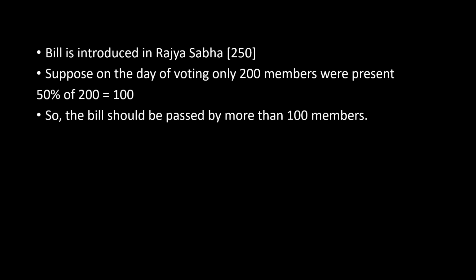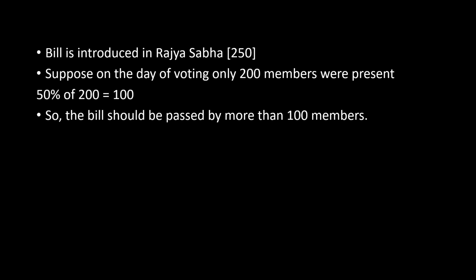This is not the end of the story. After passing by one house of the Parliament, that is Rajya Sabha, the bill goes to Lok Sabha. Over there, the same procedure is followed. That means in Lok Sabha as well, it should be passed by minimum 50% of the members present and voting. Then finally the bill goes to the President for his assent, and hence it will be considered as amended. So this is simple majority.